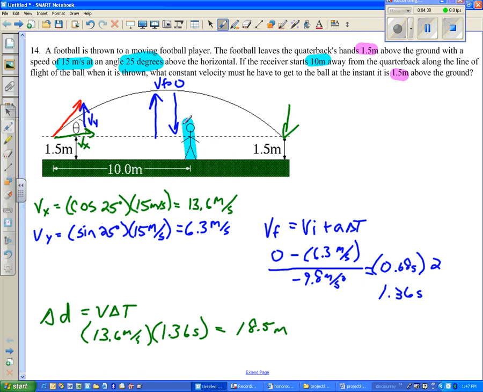Now let's take a look at our buddy over here. This person's already 10 meters from the other individual. So we can subtract 10 from this to end up with 8.5. And so our velocity will equal the change in distance over the change in time. And we know that this person has 8.5 more meters to travel, and they still have 1.36 seconds to do it. And so we say 8.5 meters over 1.36 seconds. This will get us the velocity that the person must travel.